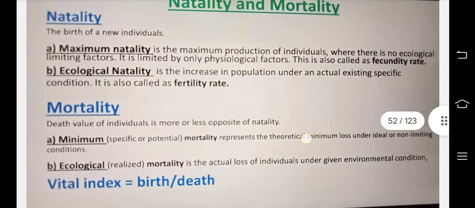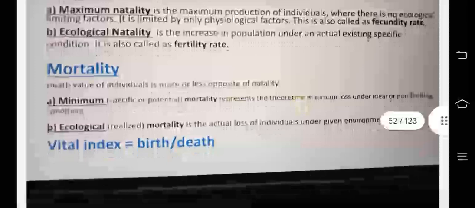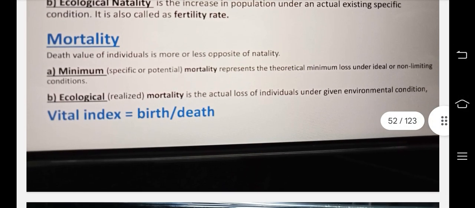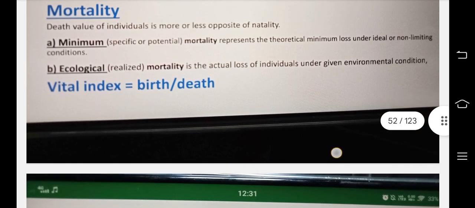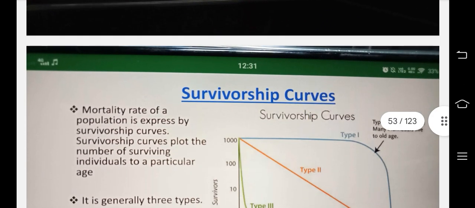Mortality, the death of individuals, is more or less the opposite of natality. Minimum specific potential mortality represents the theoretical minimum loss under ideal or non-limiting conditions. Ecological realized mortality is the actual loss of individuals under given environmental conditions. Vital index is equal to births per deaths.